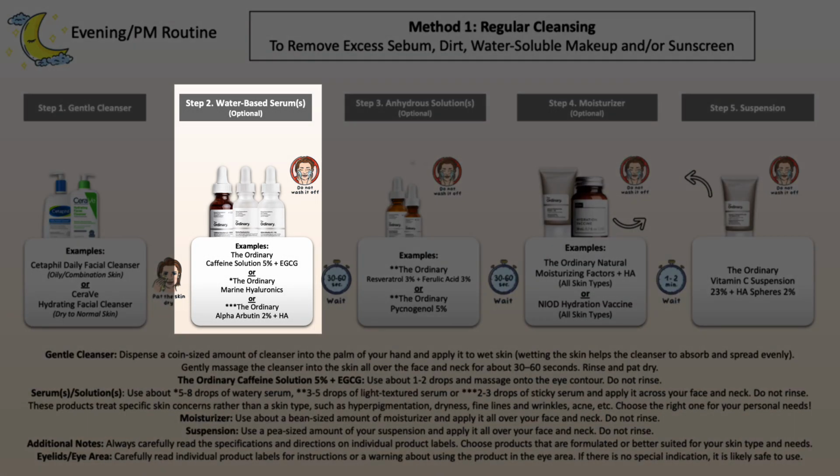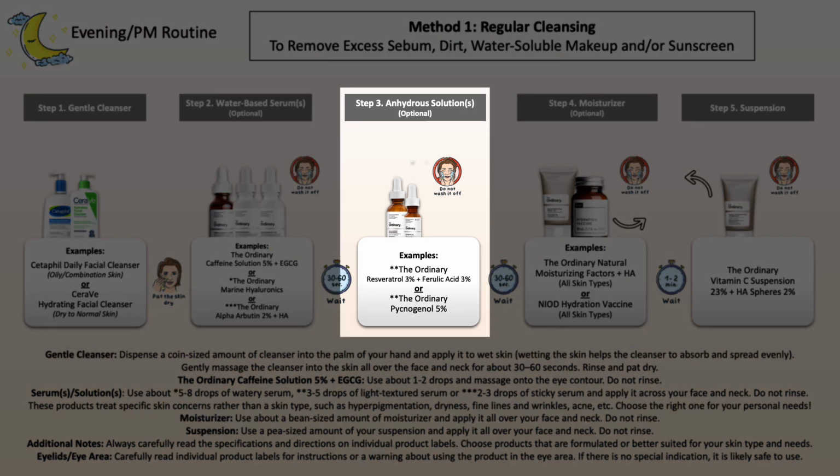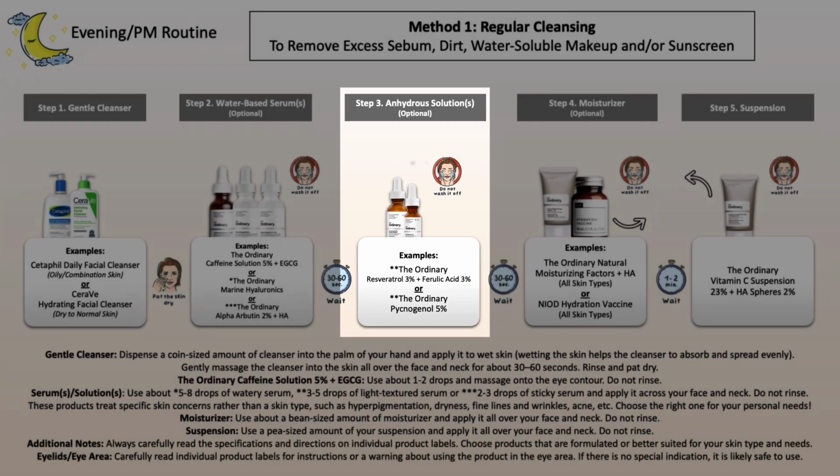Then if you like to, you can include a water-based serum. Here you can see some examples. Just make sure that you're choosing one that specifically targets your skin concern. Then apply to the skin, leave it on the skin, there's no need to wash it off. Then if you like to, another optional step would be including an anhydrous solution. And when looking into the ordinary products, this will be primarily their antioxidant serum that you can combine with the vitamin C suspension, and it's going to be a nice combination as well. So again, this can be resveratrol and ferulic acid or pycnogenol. Please do not combine it with EUK. Then apply your antioxidant serum to the skin, leave it on the skin, there's no need to wash it off.